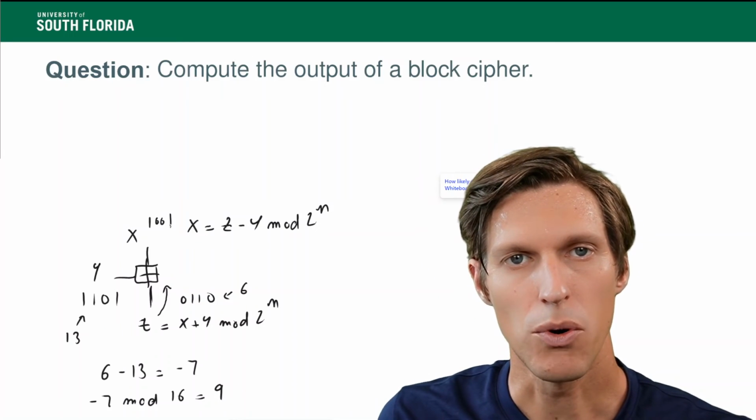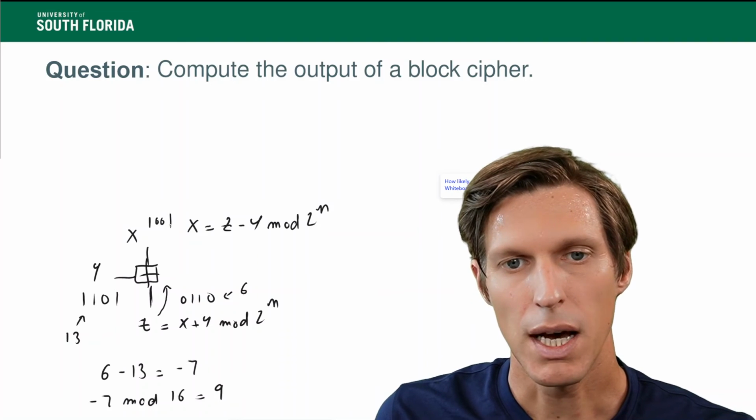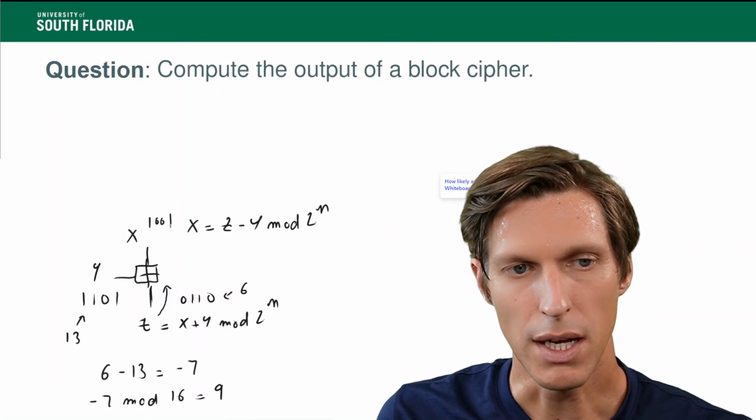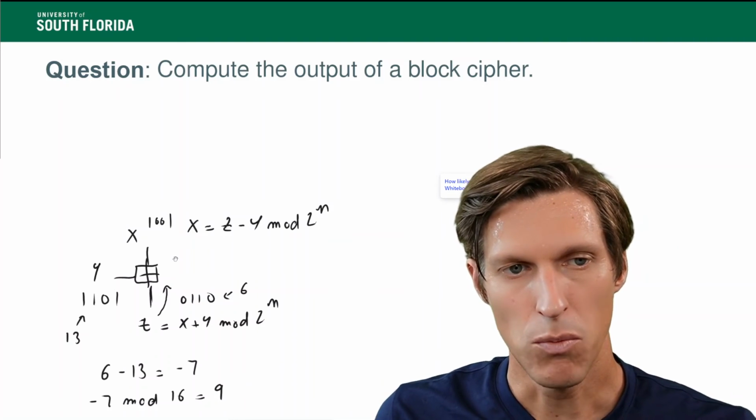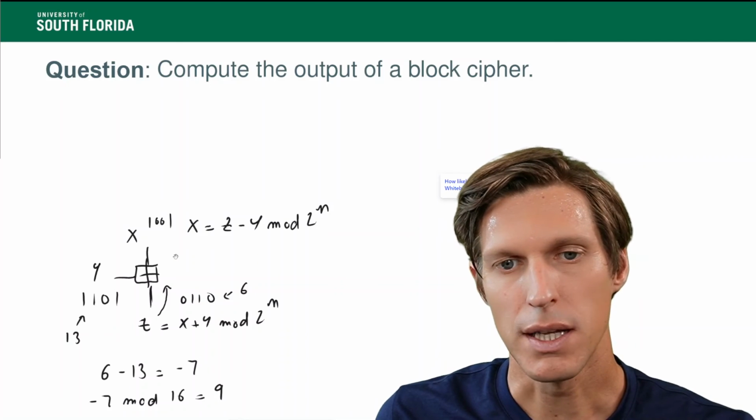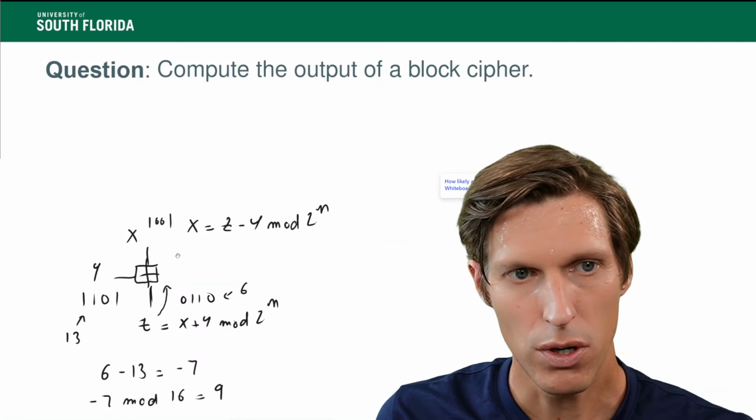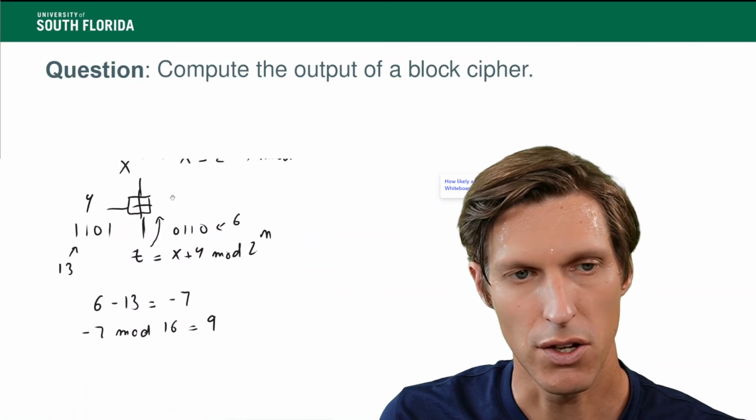So if you remember when I was demonstrating how to execute this addition mod 2 to the n, it's slightly more complicated to invert that than the straight up XOR, which is its own inverse, but it's also not the end of the world.